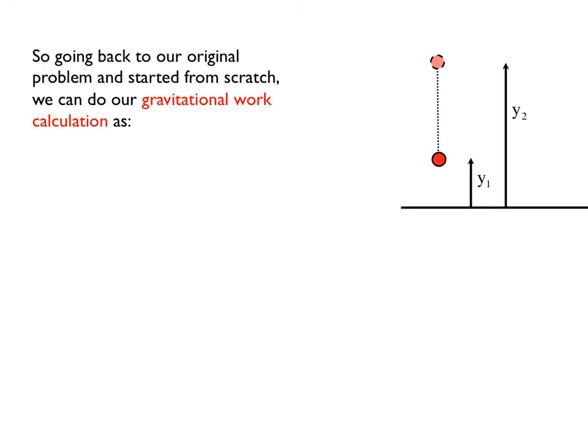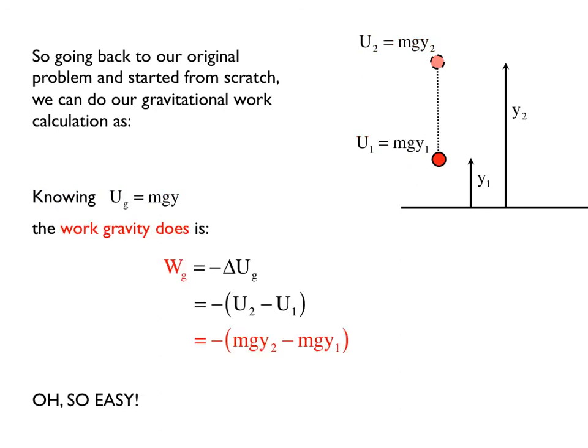So if we take what we now know about gravitational potential energy and go back to our original problem, we would identify the gravitational potential energy function as mgy. We would evaluate it at y1 and y2, which would give us these values. And we would proceed to use the relationship. The work that gravity would do would equal minus the change in the gravitational potential energy function. That equals minus (U2 minus U1), which is minus (mgy2 minus mgy1). Quick and easy. No problem.